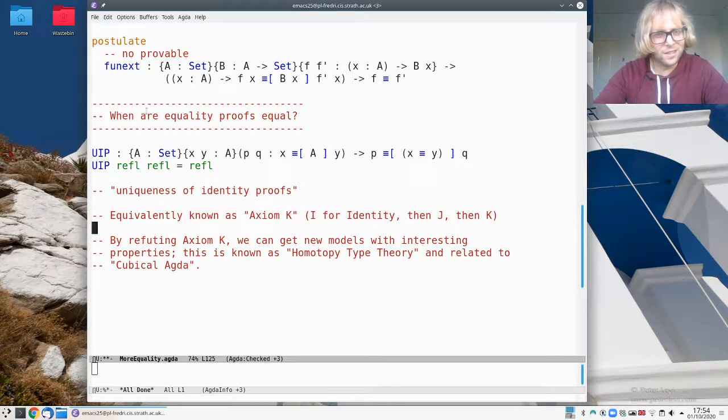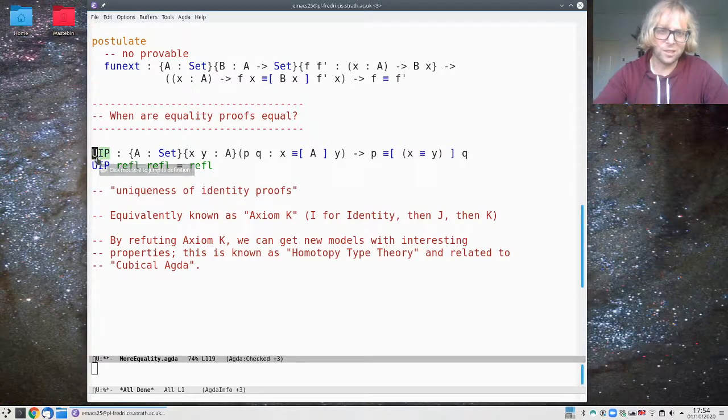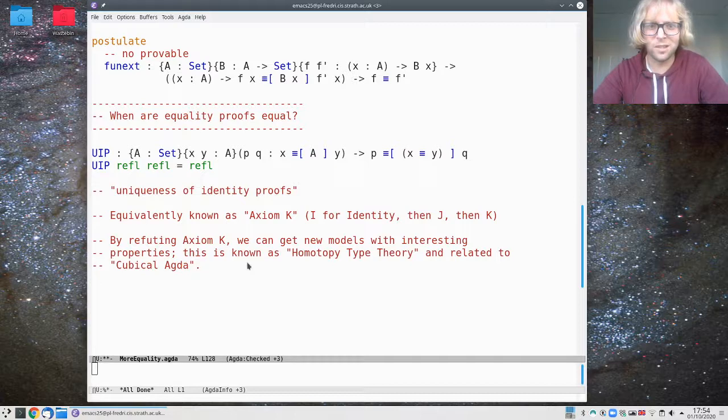But just like there are models where funext is true or not true, there are also models where UIP is true or not true. And if we do not insist on having UIP, then you can get new interesting models where, for example, you can have funext, which you might not be able to have in some models with UIP. So these are not incompatible. You can have both if you want, but there are certain models where UIP is false and funext is true, for example. And this is quite a vibrant research field called homotopy type theory. It's related to cubical Agda, which maybe we will have an opportunity to look closer at some point.